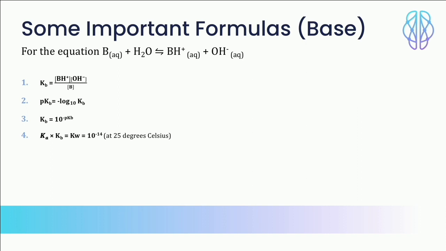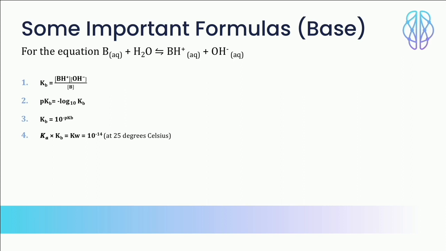products over reactants. So the concentration of BH plus times the concentration of OH minus, all over the concentration of the initial base. pKb, as I said, similar to pKa, is just the negative log of Kb. If you're given pKb to get from Kb, it's just 10 to the power of minus pKb.